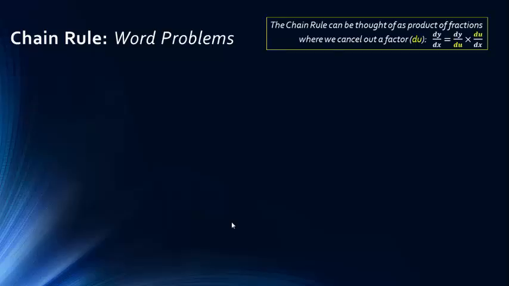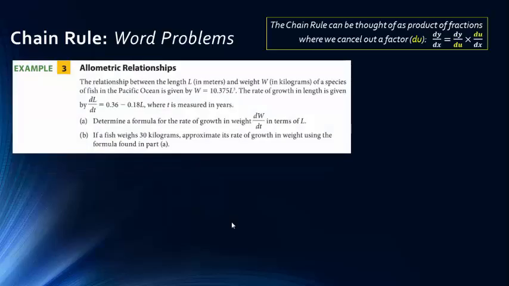Remember that the chain rule can be thought of as a product of fractions where we're taking the derivatives and factoring out or canceling out. When we're doing word problems and we read them, often we get to this place of being totally confused because there's so much data. So when I read this, it says the relationship between the length in meters and the weight in kilograms of a species of fish in the Pacific Ocean is given by W equals 10.375 L cubed.